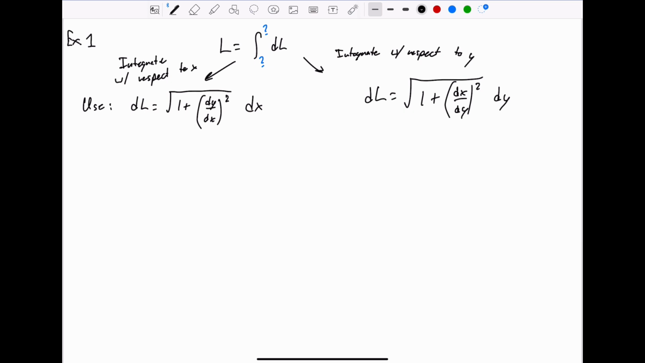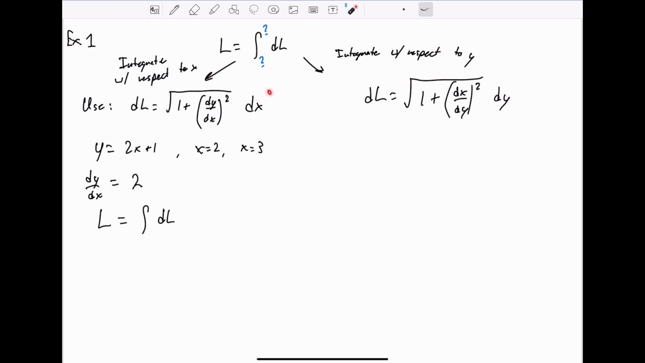Now, if we integrate with respect to x, we have y equals 2x plus 1, and we're going to have the limits of integration x equals 2 and x equals 3. Now, if y equals 2x plus 1, then dy dx is the derivative of this function with respect to x. That's simply 2. So in this case, the arc length is the integral of dl, and we're using, once again, this expression for dl. So we have the integral from a to b, which would be from 2 to 3, using those x values. The square root of 1 plus dy dx squared. dy dx was 2, so we square that, integrating with respect to x.